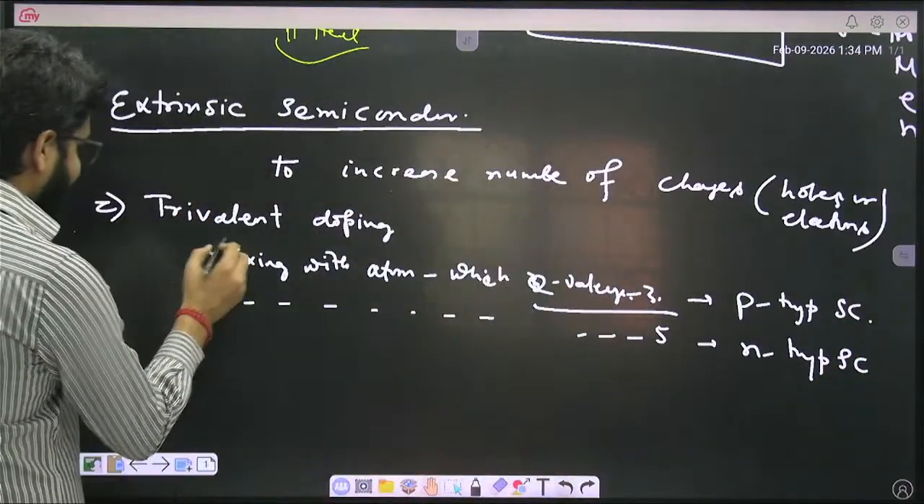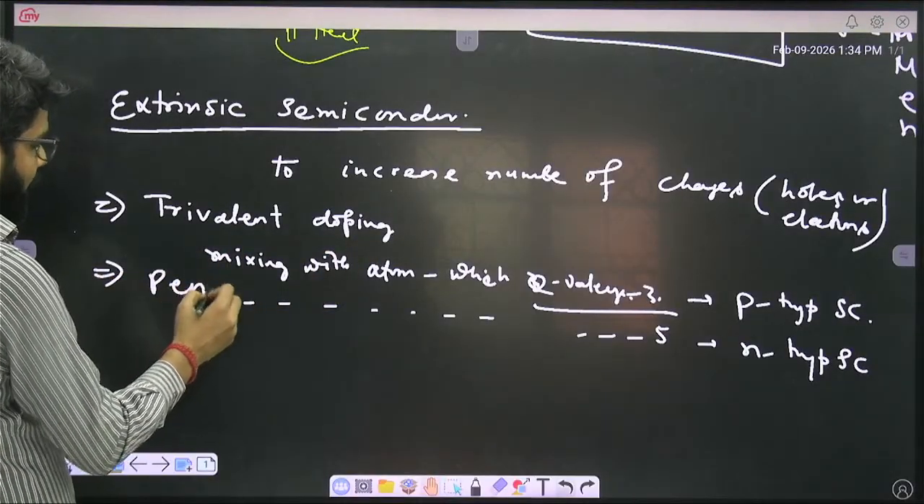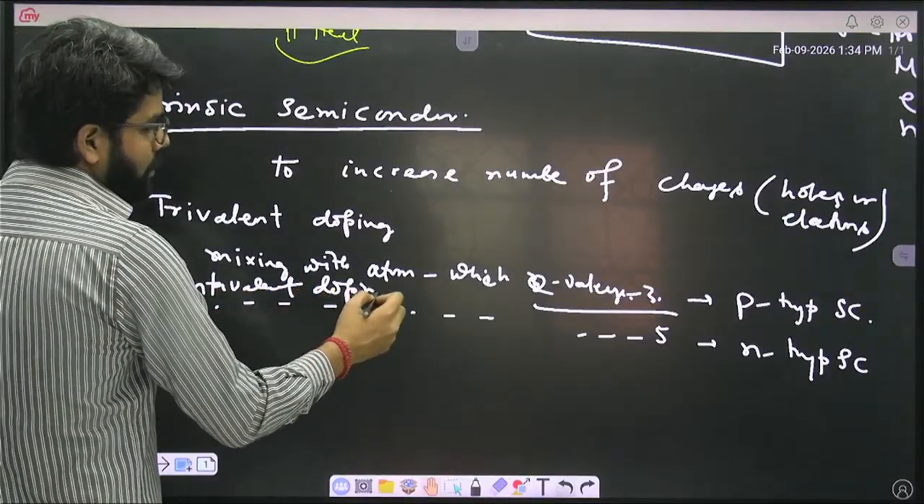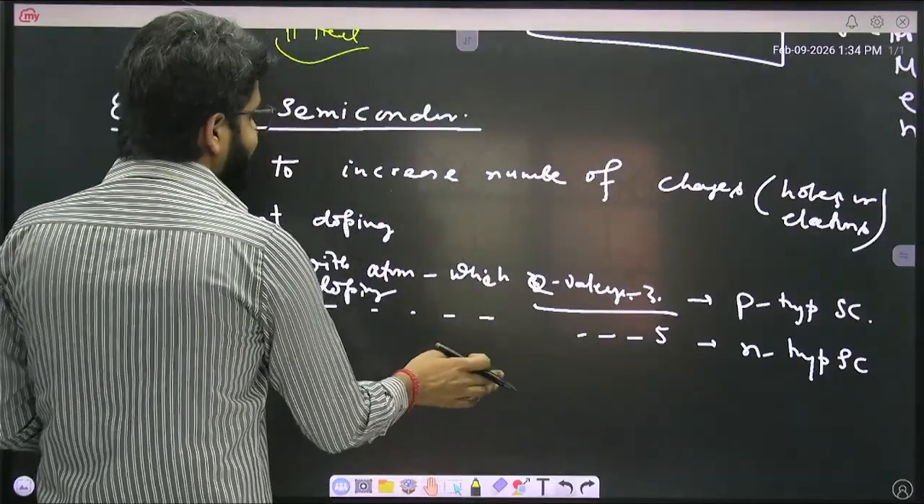Okay, so in trivalent doping we get p-type, and in pentavalent doping we get n-type semiconductor. Also, what do you mean by doping? These are very small terms.